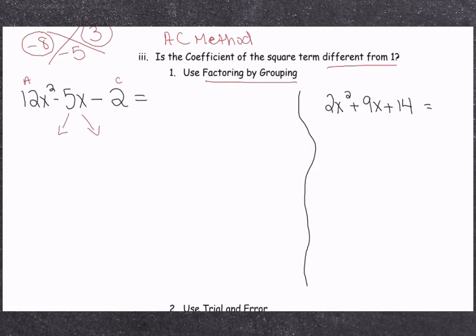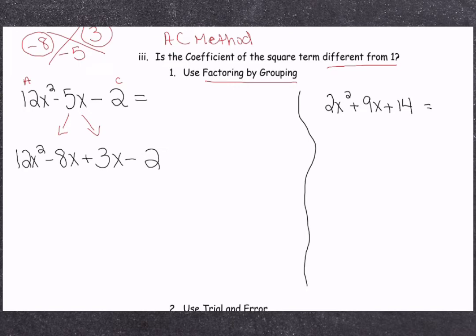Now, what do I do with these 2 numbers? Those are going to be the numbers I use to split up the middle. So I'm going to rewrite my problem now. It's going to be 12x squared minus 8x plus 3x minus 2. Notice I don't have the negative 5 in the middle anymore. I changed negative 5 into negative 8 plus 3. I split it up using the numbers that I found in my x. So now I have 4 terms. You see? 1, 2, 3, 4. And I can do factor by grouping from here.